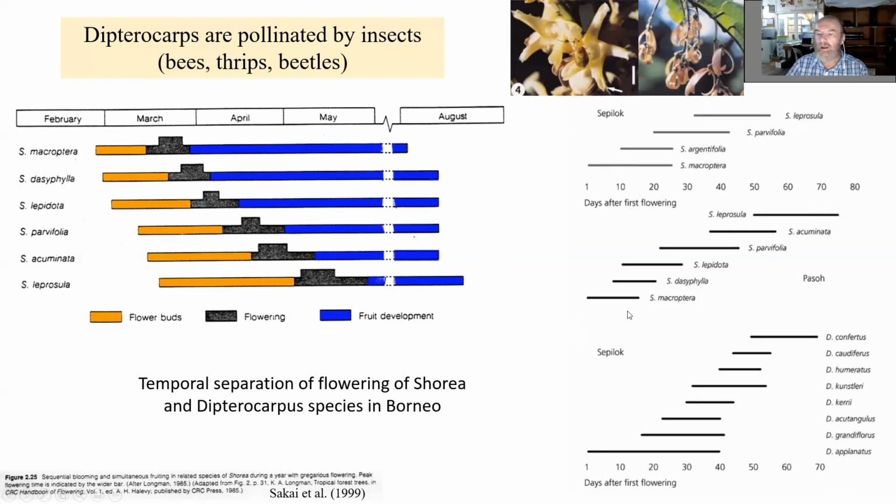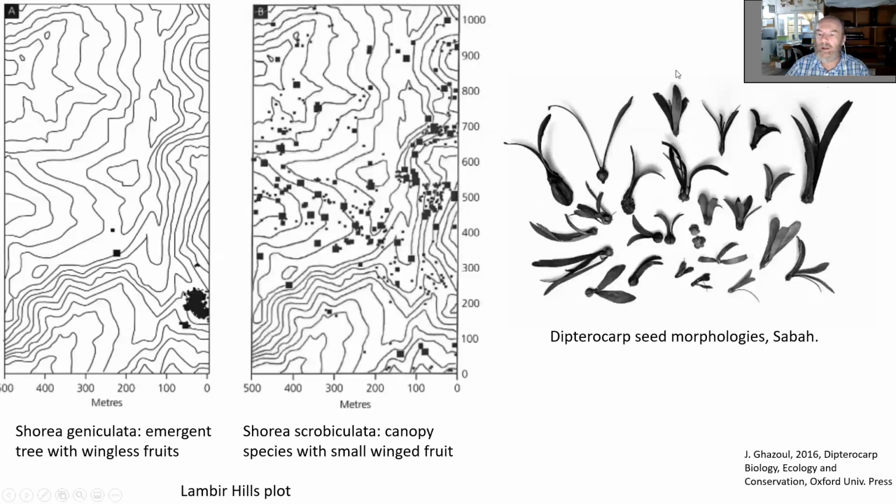So these are different locations, Sepilok and this one is Pasok. These are all Borneo locations, and different, in this case, Shorea trees with scattered flowering, and these are Dipterocarpus species, again with scattered flowering. This is the morphological diversity of the Dipterocarp seeds from different species in Borneo, and there can of course be differences in spatial distribution depending on how far they can disperse in the wind. There are some wingless fruits, and this is an example of such a species which clearly shows a very aggregated distribution, unlike another Shorea which has a much more efficient dispersal.